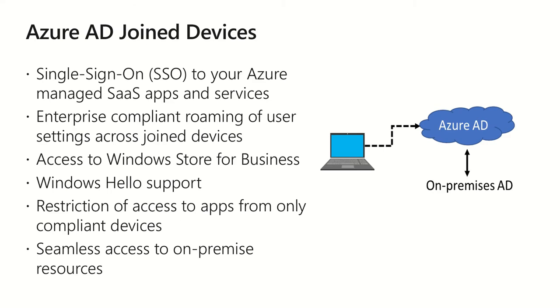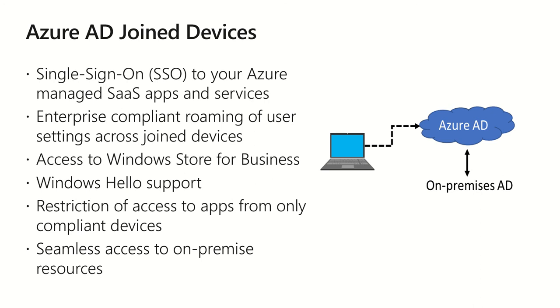So the Azure AD joined device. Azure AD Join is designed to provide access to your organization's apps and resources and to simplify the Windows deployment of your work-owned devices. Azure AD join has the following benefits. First, single sign-on to your Azure managed SaaS apps, whether first party or third party, so users don't have to see additional authentication prompts when they access their resources.